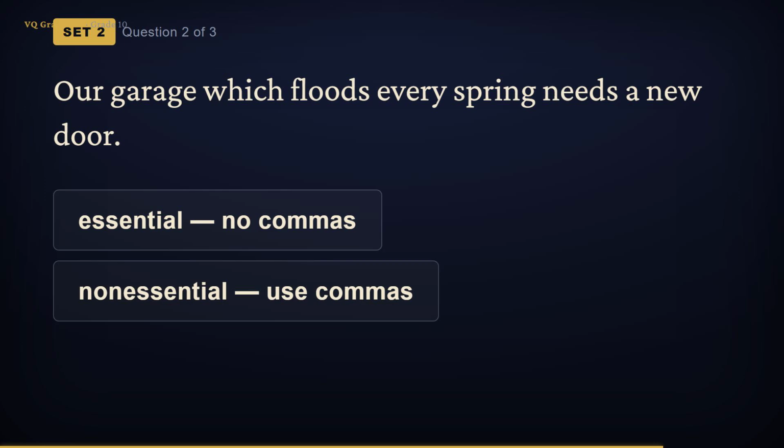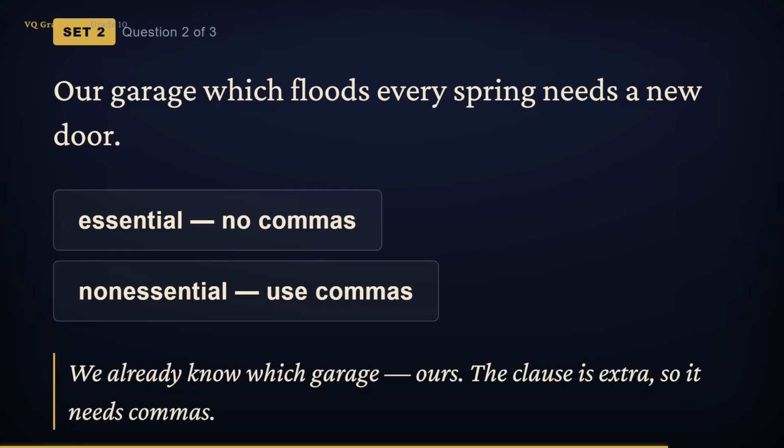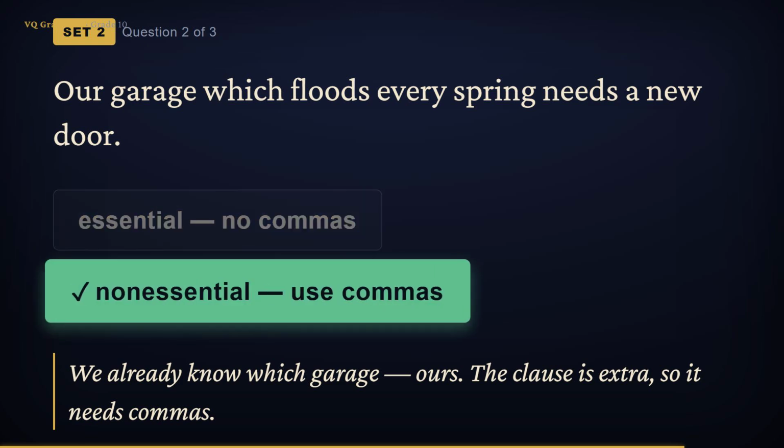Our garage, which floods every spring, needs a new door. Lift the clause out. Our garage needs a new door. Do we still know which garage? Of course, ours. The clause is just bonus information, and it even opens with which. The answer is non-essential. Use commas.